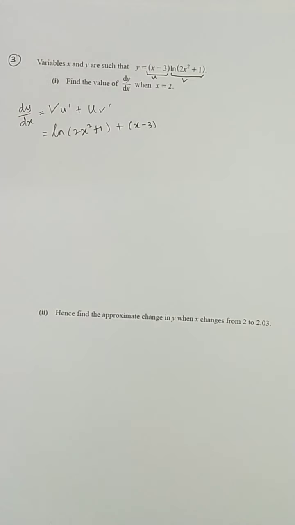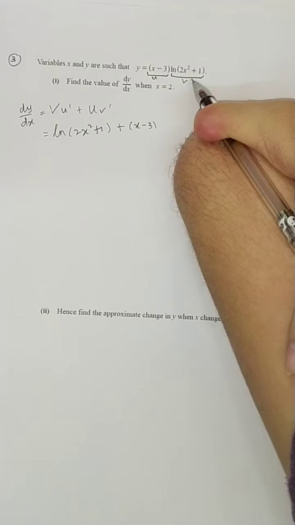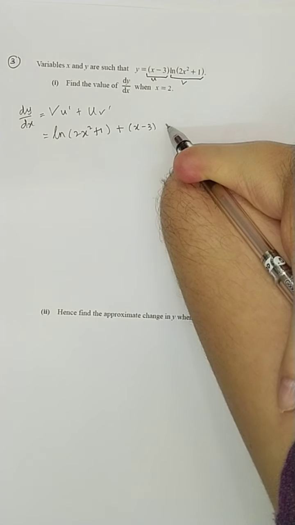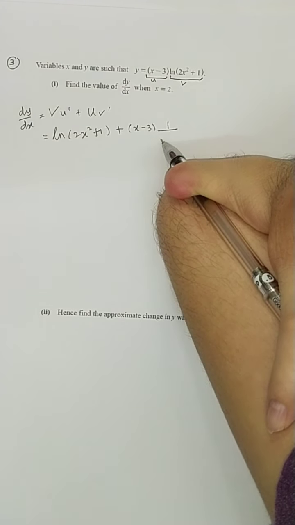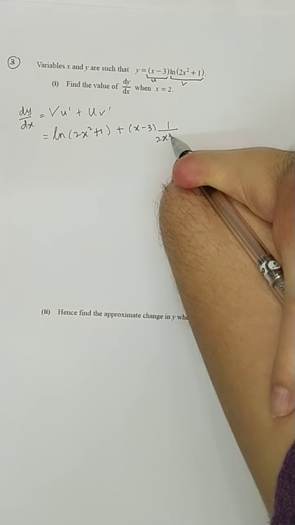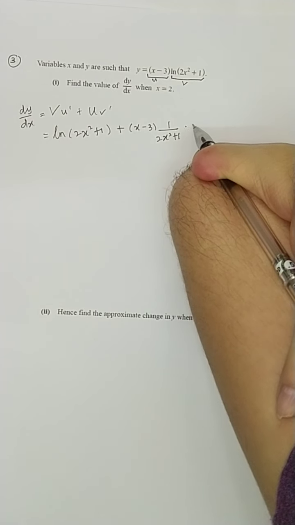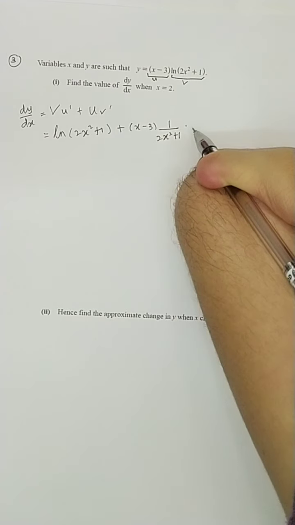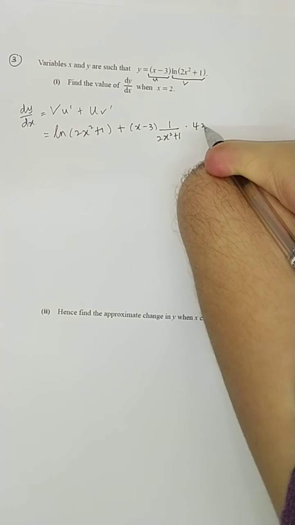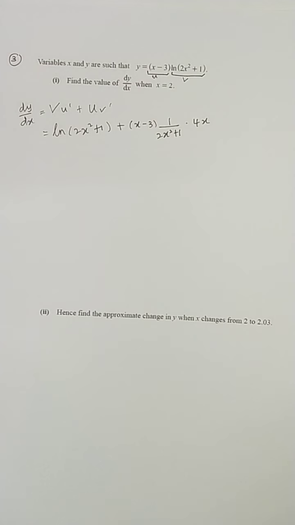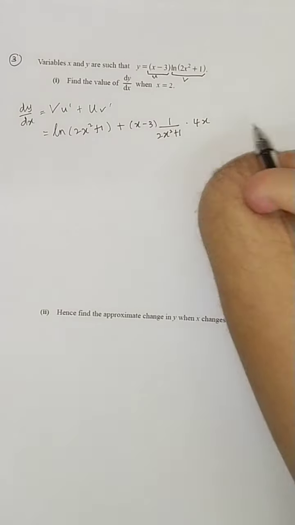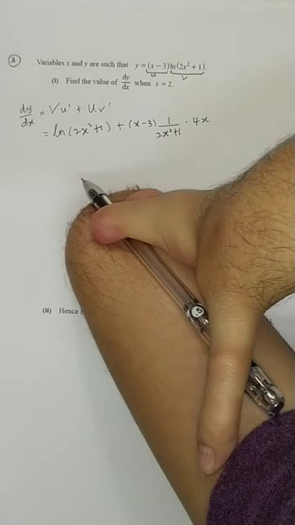Okay, now how to differentiate v? This is a ln function. So differentiate ln(2x squared plus 1), we will get 1 over 2x squared plus 1, multiplied by the derivative of the inside, 2x squared plus 1, which is 4x. Okay, then you can simplify. How to simplify? You can merge this over here.